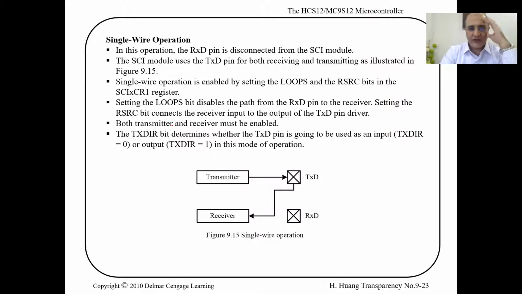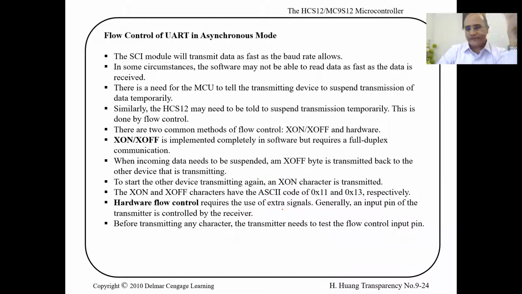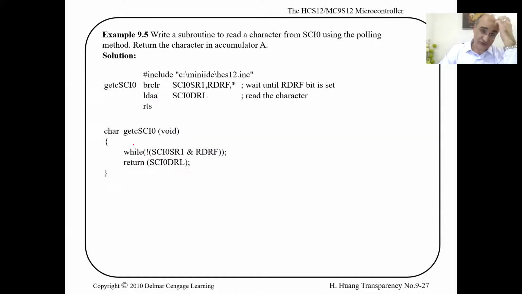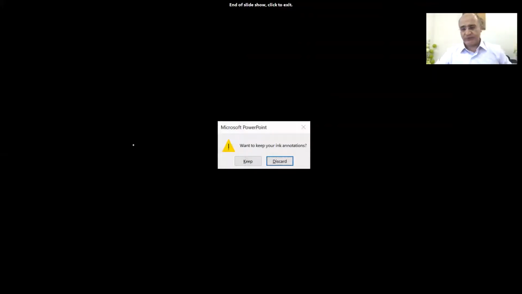Single wire mode, I explained it. In the single wire mode, you disconnect the receive pin and connect internally, either internally or externally. You take the transmit and receive and connect them together so you can start sending to yourself, or externally to use it in the single wire mode. And you can decide the direction as output or input. Flow control, in some cases, can tell the controller to stop sending, stop receiving. We're not going to do flow control. Let's go do some examples.